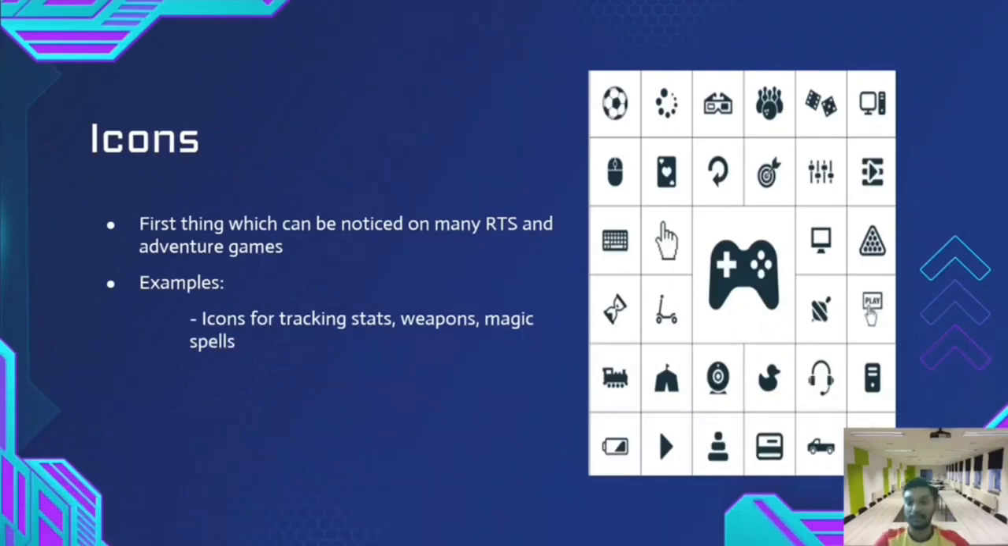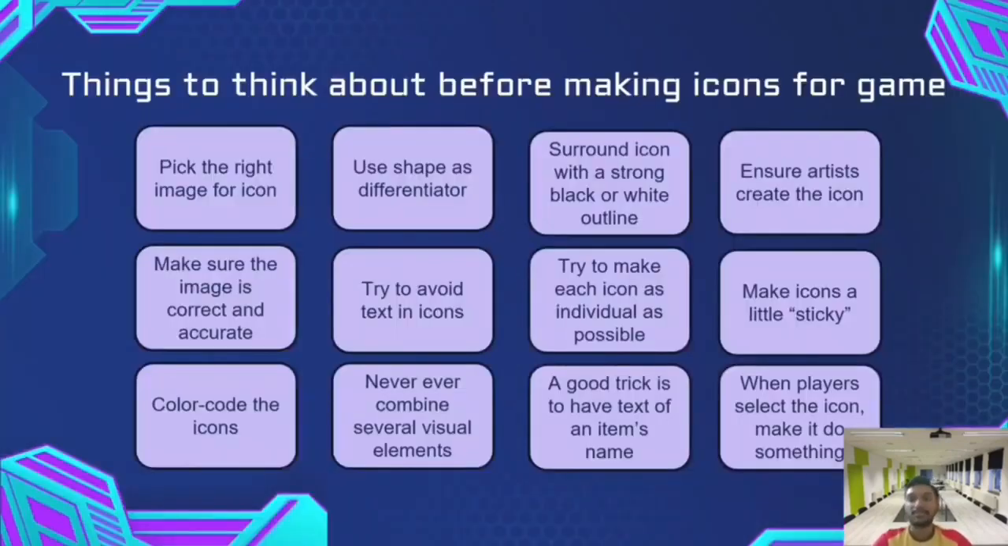The first thing which can be noticed in many real-time strategy and adventure games are icons. Examples of icons which we notice in the games are icons for tracking stats, weapons, magic spells, and etc. While making icons for our game, there are some things which we have to think about before making them. Firstly, we have to pick the right image for the icon. Second, we have to make sure the image is correct and accurate. Then, we have to color code our icons accordingly.